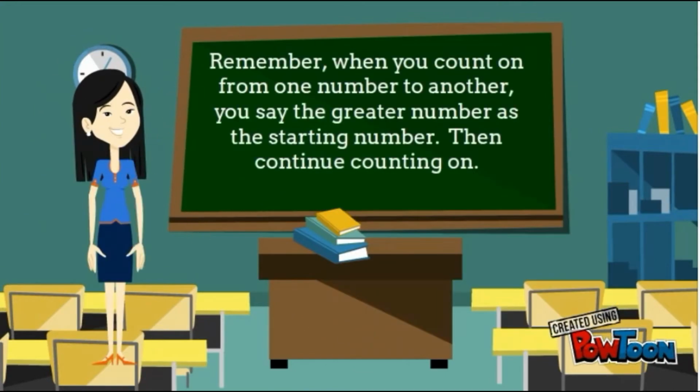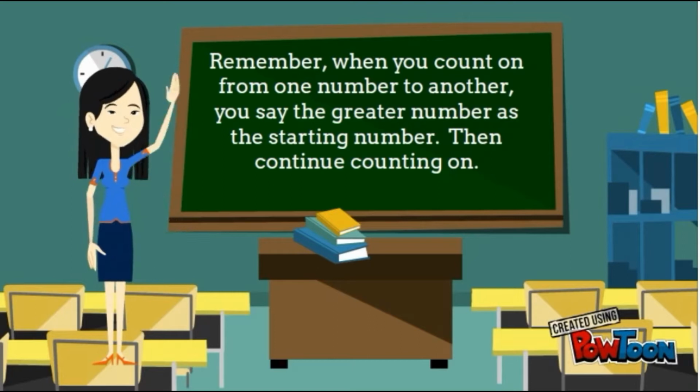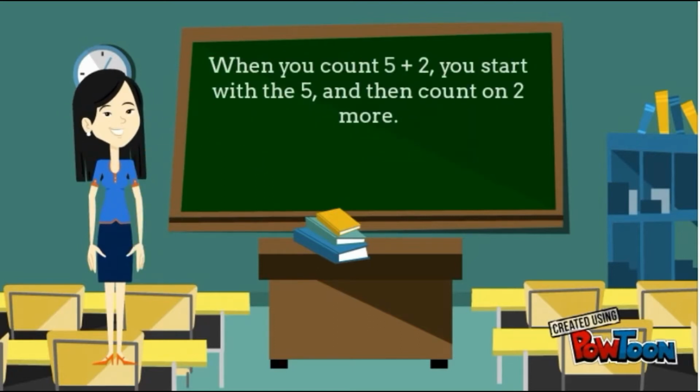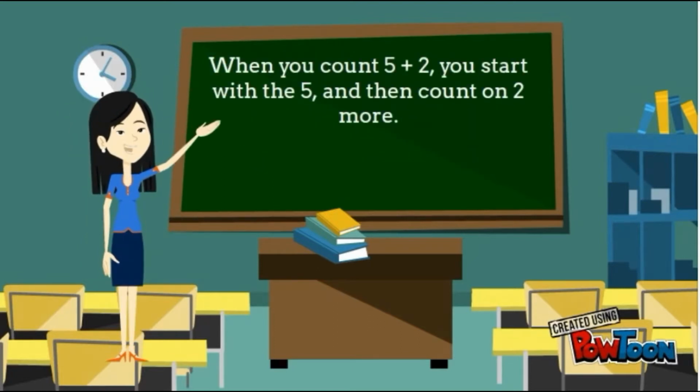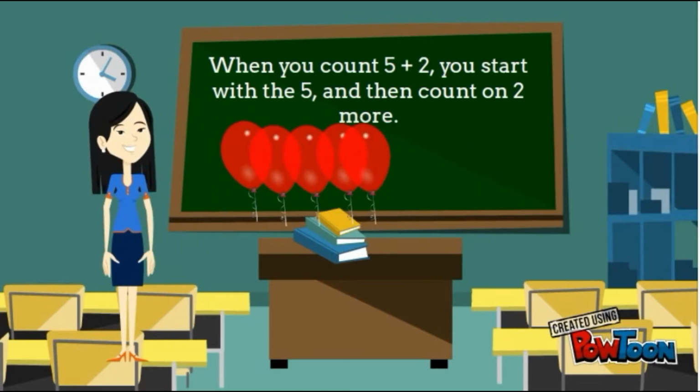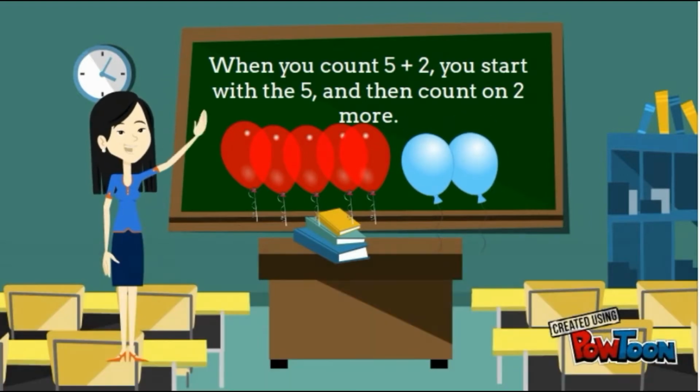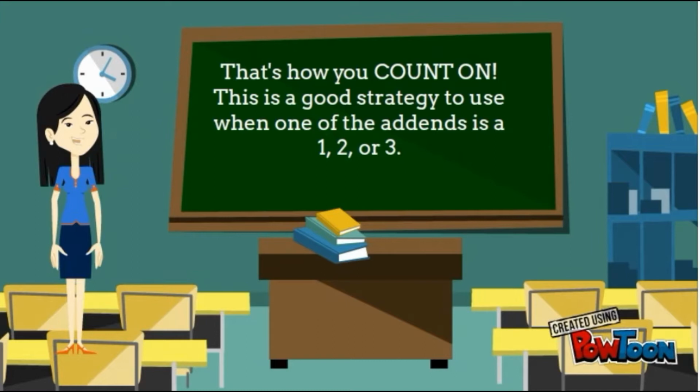Remember, when you count on from one number to another, you say the greater number as the starting number, then continue counting on. When you count 5 plus 2, you start with the 5, and then count on 2 more, 6, 7. That's how you count on. This is a good strategy to use when one of the add-ins is 1, 2, or 3.